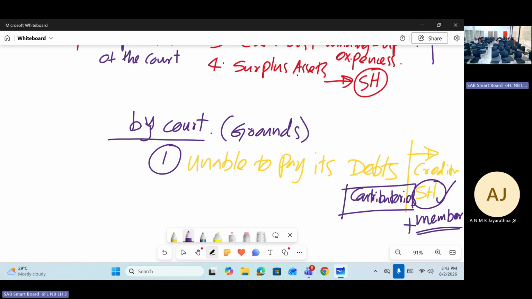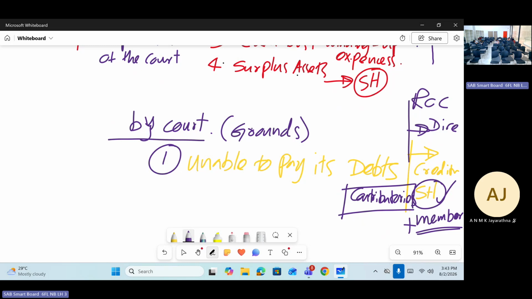So who can make an application to liquidate the company by court? Contributors, creditors, and directors. A director can make an application, and the registrar of companies can also make an application to liquidate the company by court. Here, one ground for such an application is that the company is unable to pay its debts.